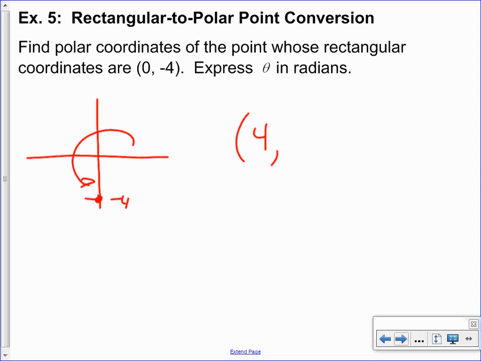Which is what radius? 3 pi over 4, -pi over 2, whichever. Yeah. Pi over 2, -pi over 2. Should we go the other way? Let's go the other way.